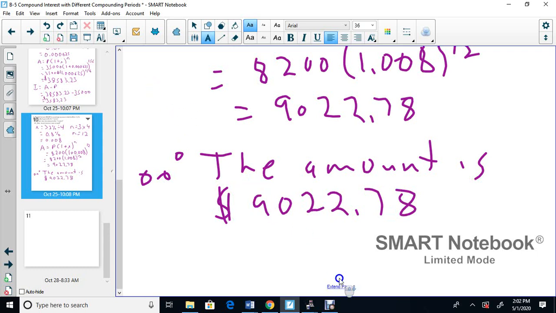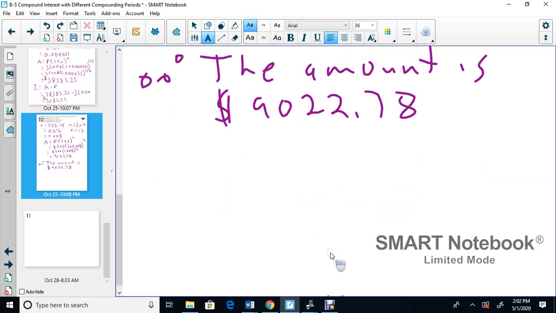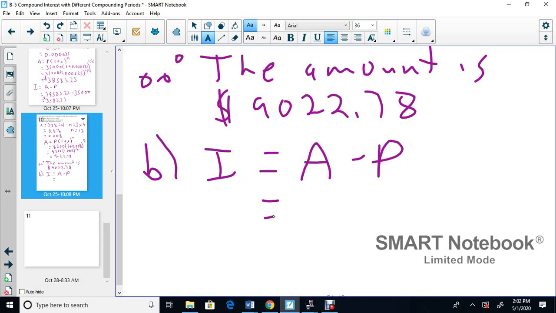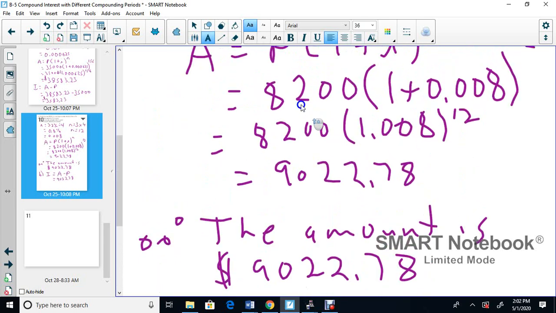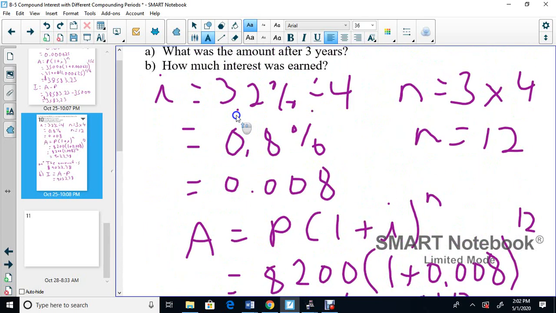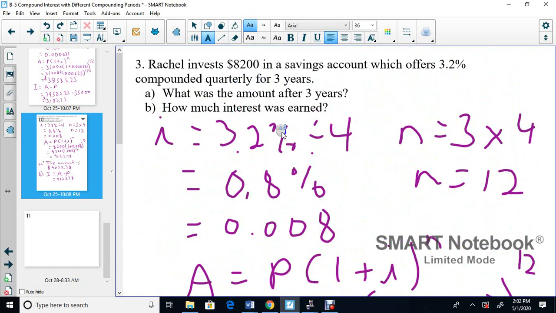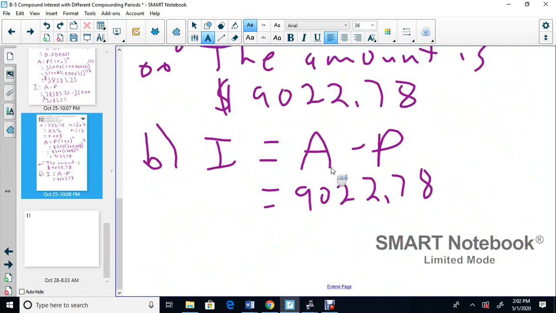The next part asks, what is the interest earned? Okay, so B part, I. Okay, I is A minus the principal. Okay, A, we just figured out, 9022.78. Let's go see what our principal is. Principal, oh, 8200. It's right here, 8200. So you subtract here, 8200. Let's see how much interest we made here.